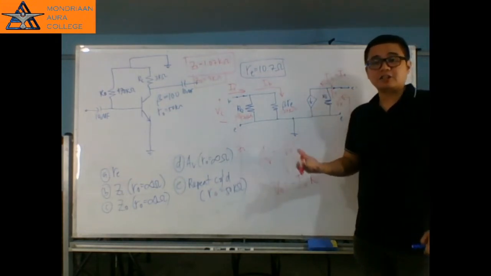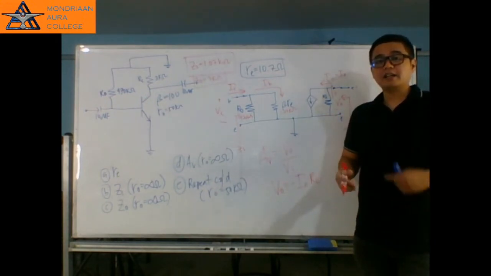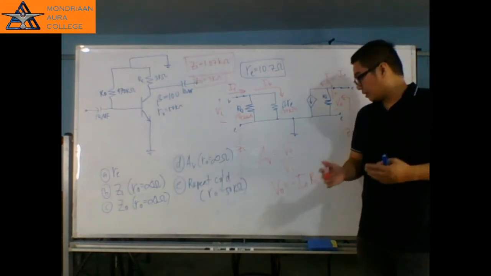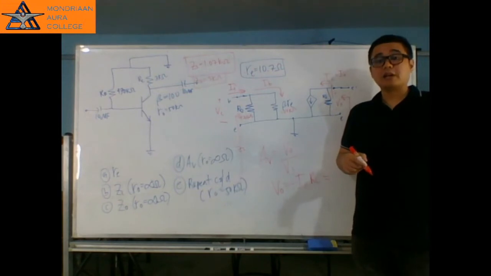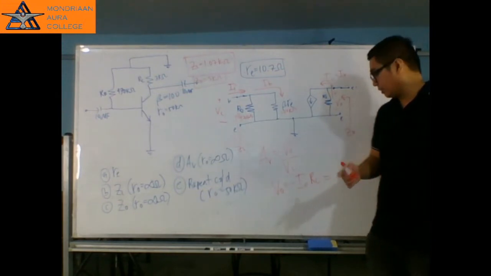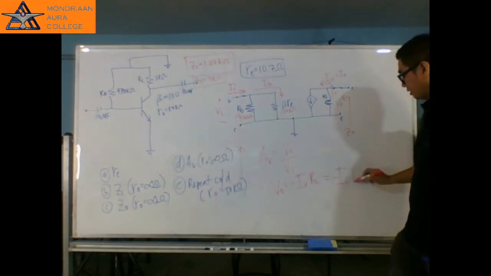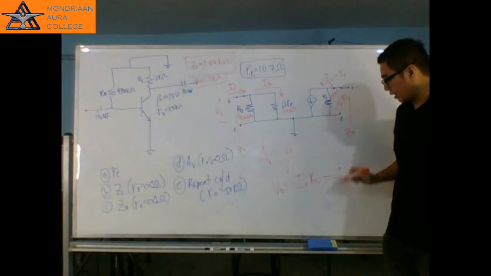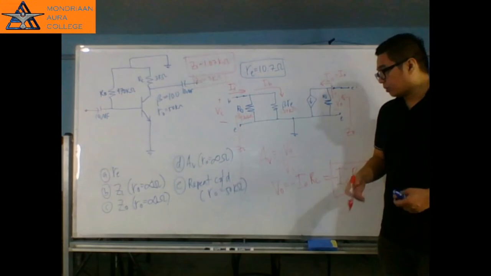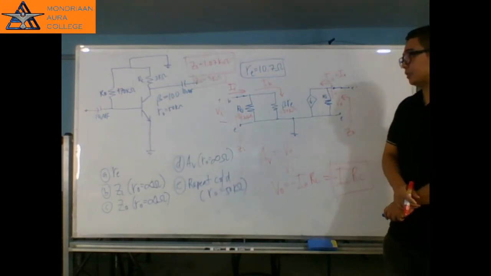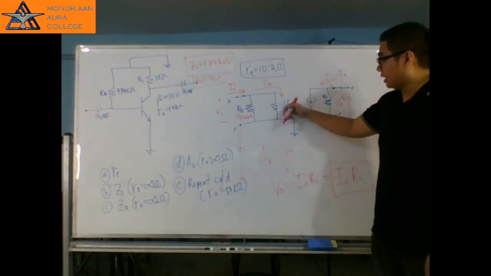Di ba, before sa ating discussion ng common base, kapag salungat ang direksyon ng ating kuryente, they are the negative of each other. But since pareho naman yung direksyon ng output current tsaka ng collector, AC collector current natin, this is negative IC, which is AC, times RC. Ito yung equation natin for the output AC voltage. But what is the equation for the input AC voltage? Dito tayo magfo-focus.